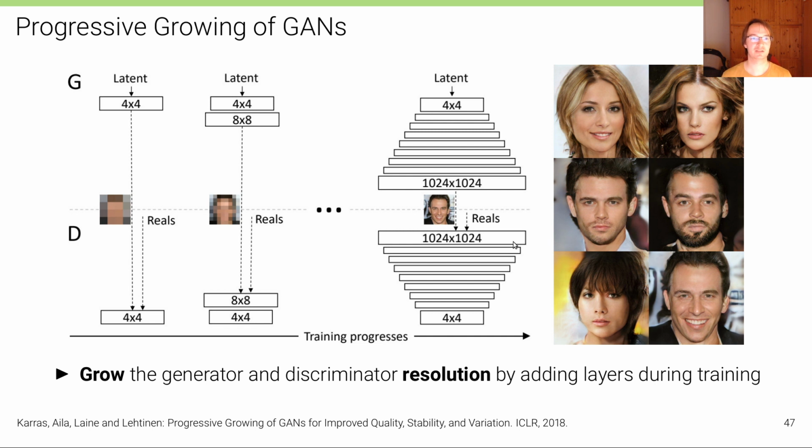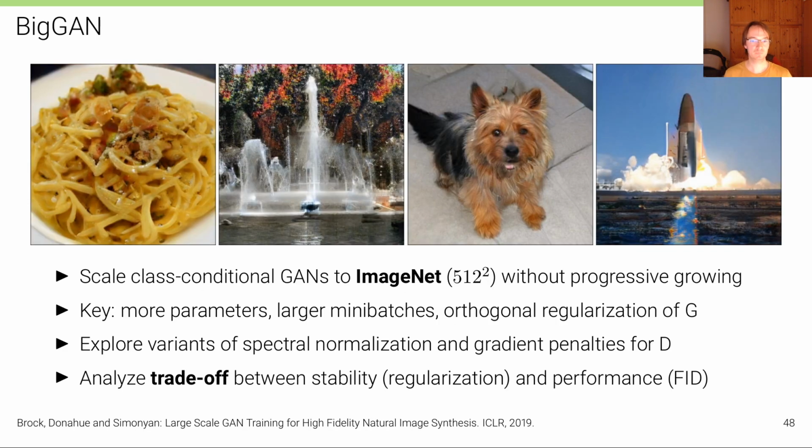And this is also one of the basic approaches that is used in the state-of-the-art GAN models today. Another group of researchers has analyzed how well GANs can scale to more complex data sets. In particular, a data set that is hard to model is ImageNet due to its huge diversity.